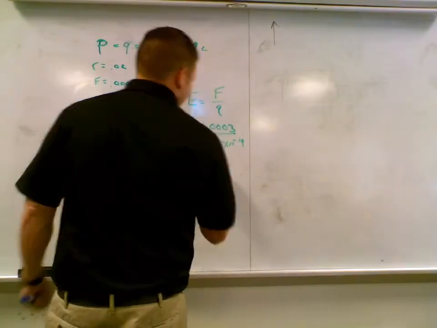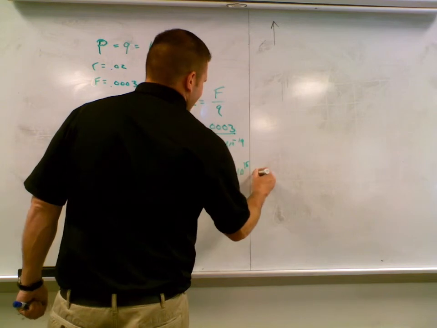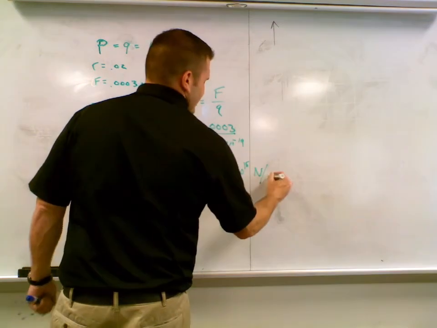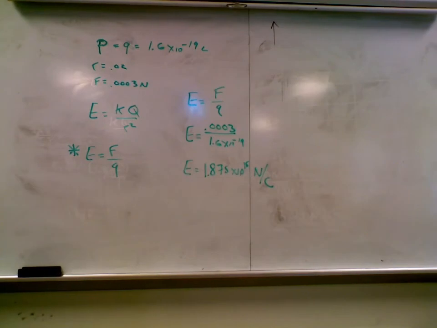The 15th. So 1.875 times 10 to the 15th newtons per coulomb. Now, since the E field is positive and the force is positive, we know that those two are in the same direction.